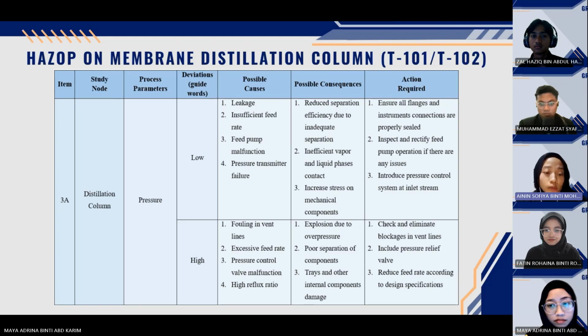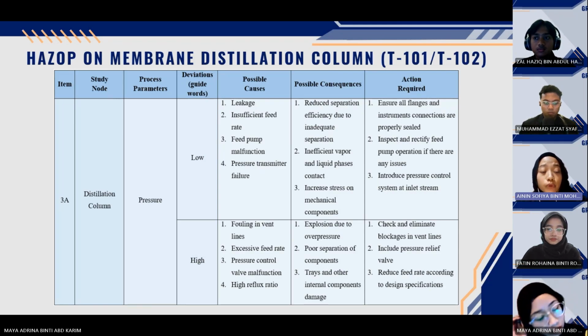The second one would be high pressure. High pressure is due to excessive feed rate. When this is taken lightly, it could lead to a serious problem, which is explosion. In order for us to avoid this from arising, it is important to include a pressure relief valve in the system. So move on to the next slide, please.